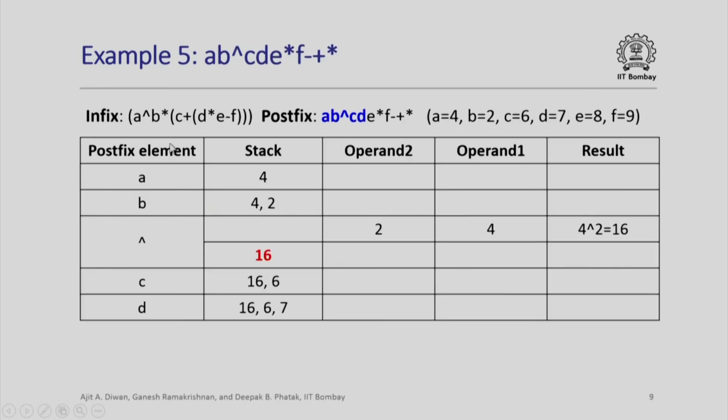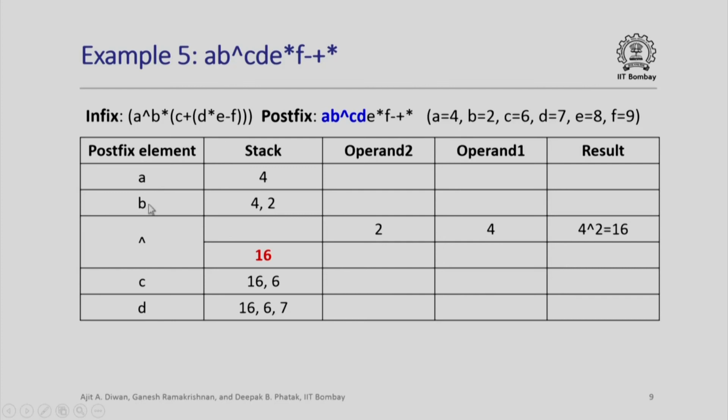Here is a more complex example. We will not go through the details, you can satisfy yourself. In exactly the same style, we have given the detailed explanation of what happens when the postfix string AB raised to C D E star F minus plus star is input as the postfix string. These are the sample values. You can go through these operations, you will notice we are doing exactly the same thing.